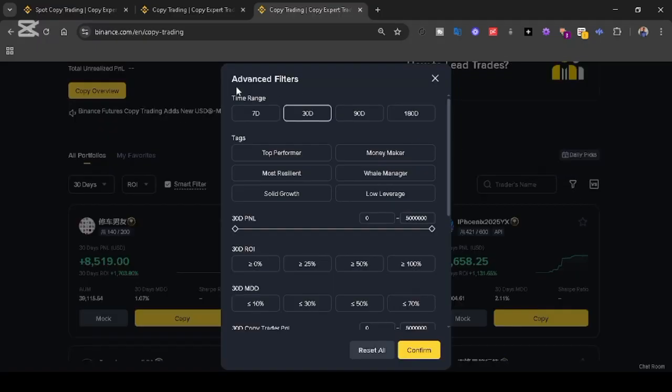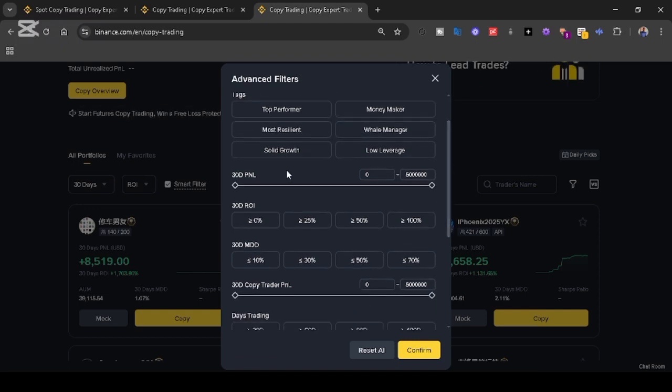In this filter, you can see advanced filters. First of all, we want to see traders in this time range that have been trading for the past 30 days. Then, what kind of trader are you looking for in this tag? You could choose a top performer, money maker, and so on. I'm going to leave all these as they are and not choose anything here. Then, within the last 30 days, which ROI are you looking at? ROI simply means return on investment. I want a trader that has made at least more than 25% return on investment, so I'm going to check this filter.